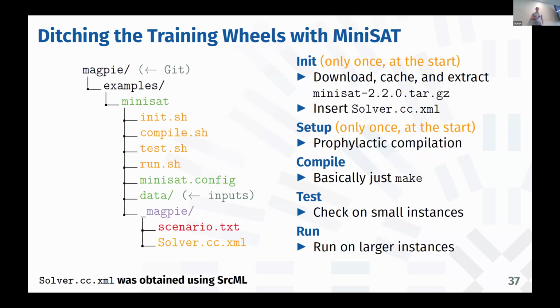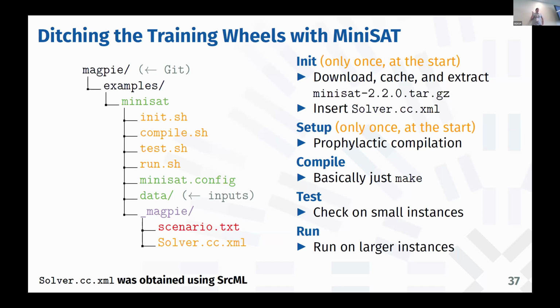If you want to do something more complex, let's consider Minisat. Minisat is almost in the example folder. If you go to Magpie example Minisat, you will see not Minisat. You will see init.sh, compile.sh, test.sh, run.sh, basically no source code. Because in init.sh, what is specified is how to download Minisat, how to cache it, so it downloads it only once. It will extract the source code from the internet to that folder. It will insert solver.cc.xml at the right place, again, so that you don't have to have srcML installed to run that example, but you can regenerate that yourself.